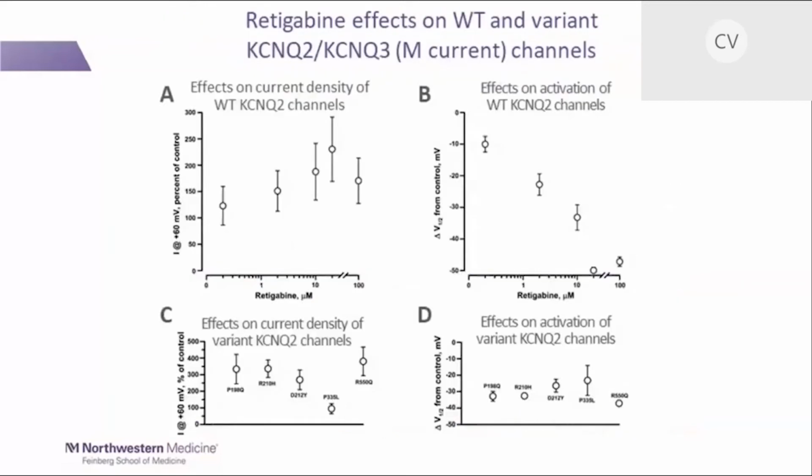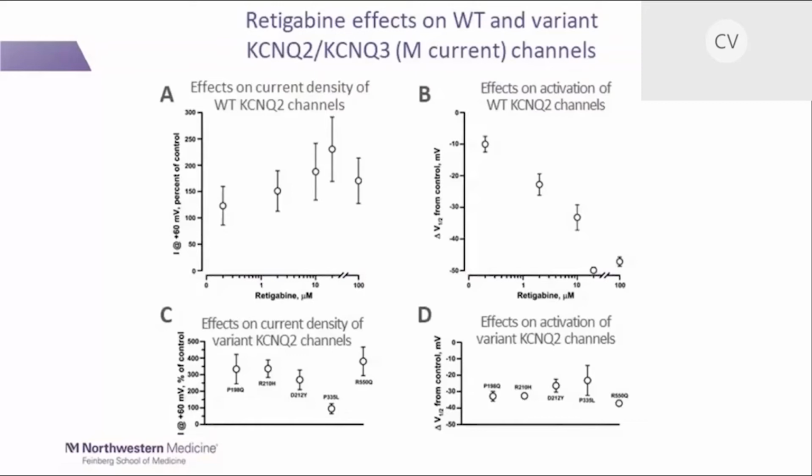Here we show that we can also determine the pharmacology of the ion channels. This slide shows the effects of retigabine on wild-type and variant KCNQ2 plus KCNQ3 channels. The top panels are the dose-response curves for retigabine on wild-type channels, either on the current density, current amplitude, which is panel A, or the voltage dependence of activation, which is panel B.